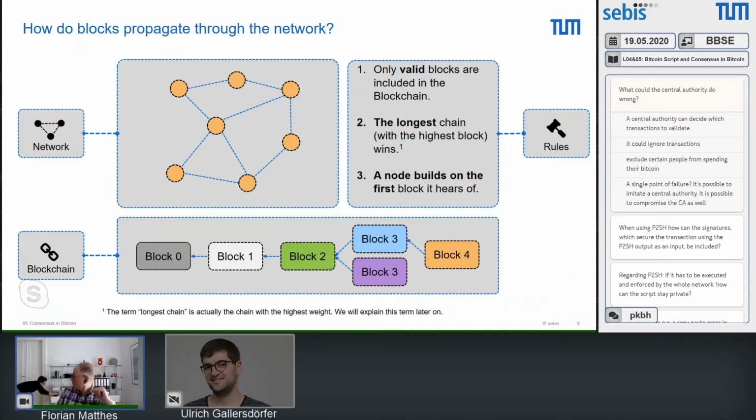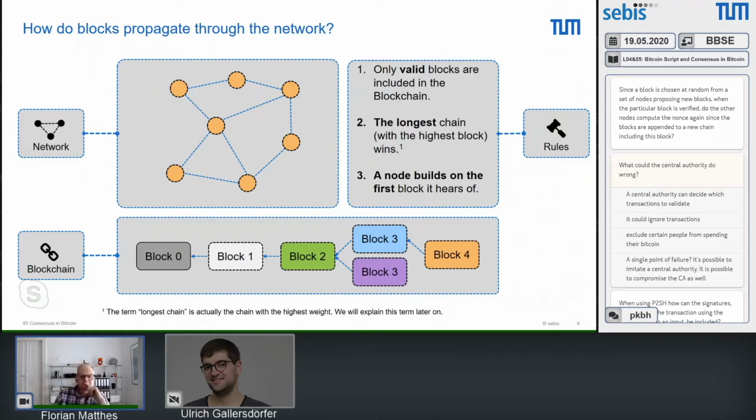Since a block is chosen at random from a set of nodes proposing new blocks, when the particular block is verified, do the other nodes compute the nonce again, since the blocks are appended to a new chain, including this block? So I think the question is, how often is this proof of work algorithm applied, or do they have to reapply it when a new block arrives?